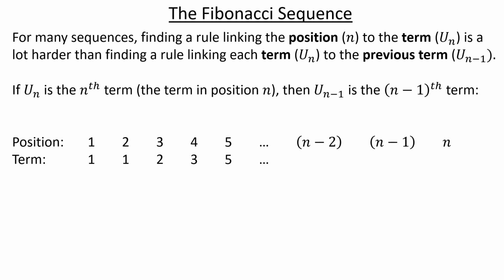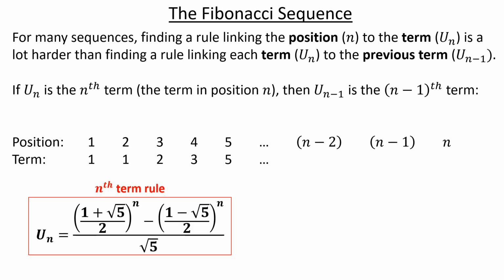So the next term is going to be 8 because it's 3 and 5, and the term after that is 13 because it's 5 and 8, and so on. Now, there is an nth term rule for this, and I would be very surprised if any of you have managed to figure it out for yourselves, because, well, it looks a little bit weird. There are reasons behind this.